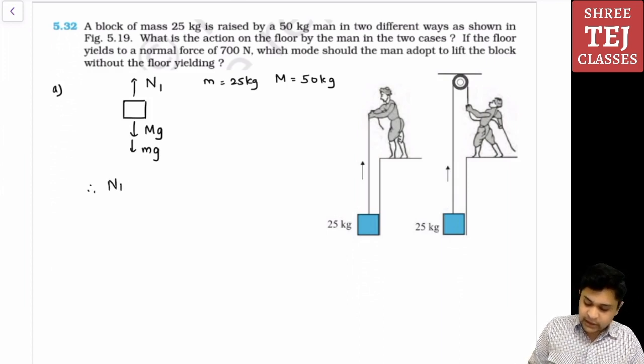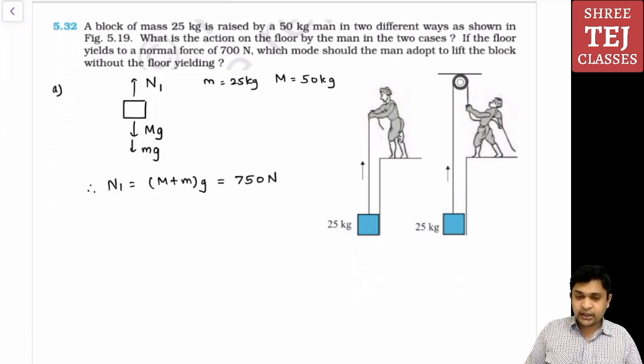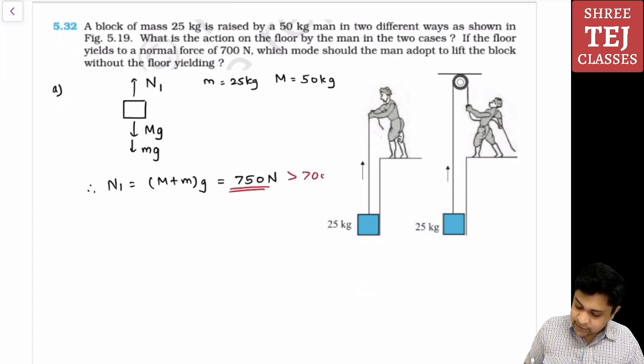Therefore N1 will be M plus m into g. So this would be 750 Newton, which would lead to the floor yielding. So the floor will yield, as it is greater than 700 Newton.